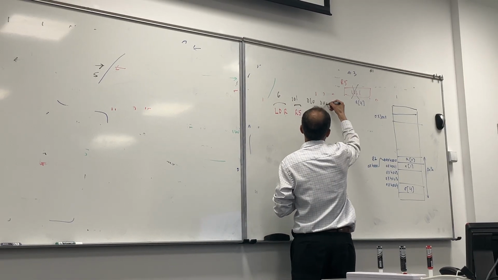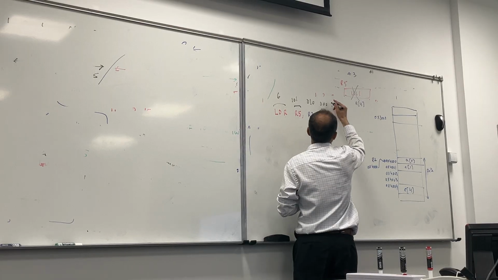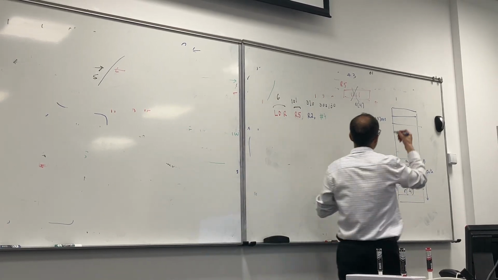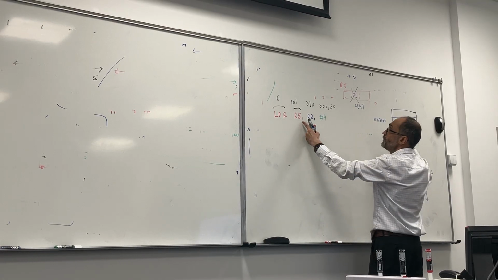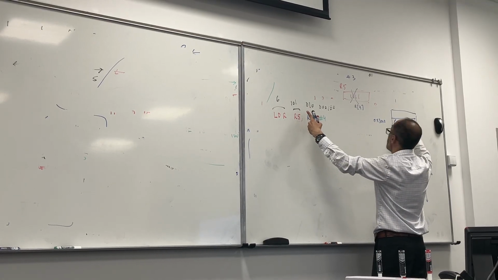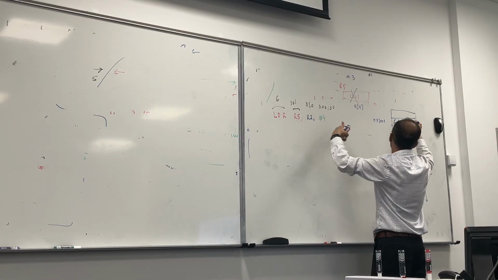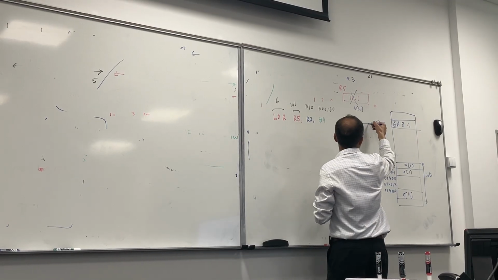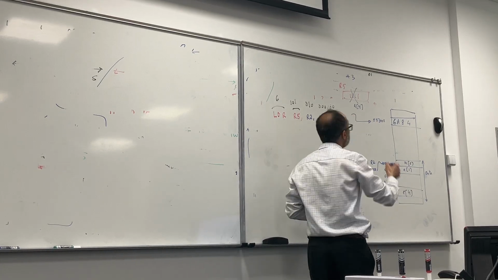So 000100. If you convert this into hexadecimal, this will be 6A88. Who will be pointing here? PC.